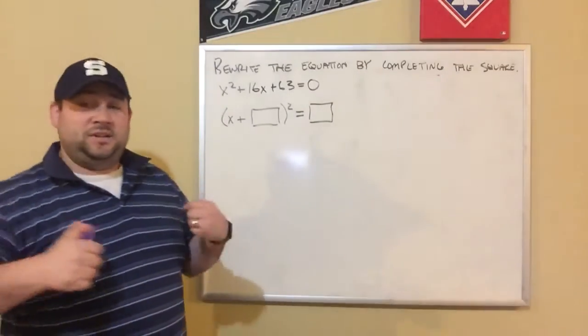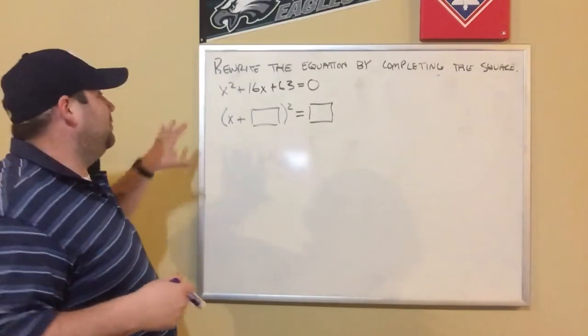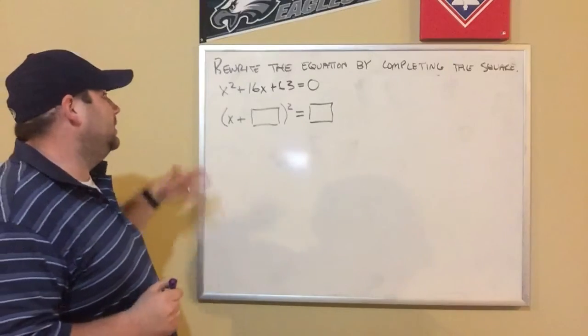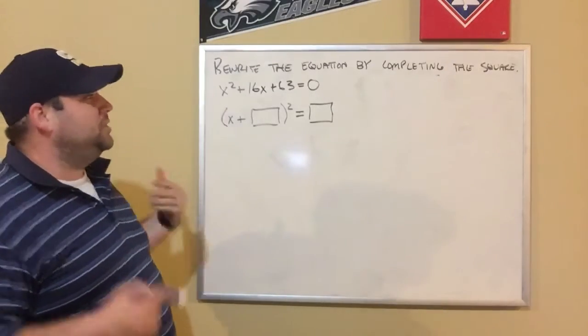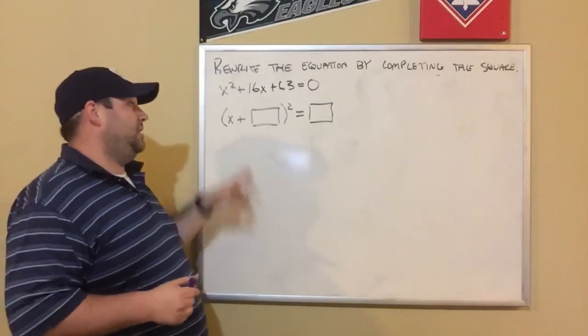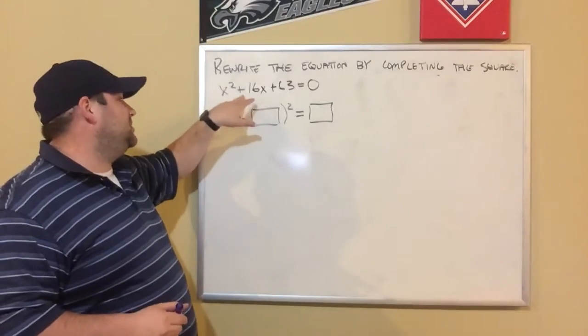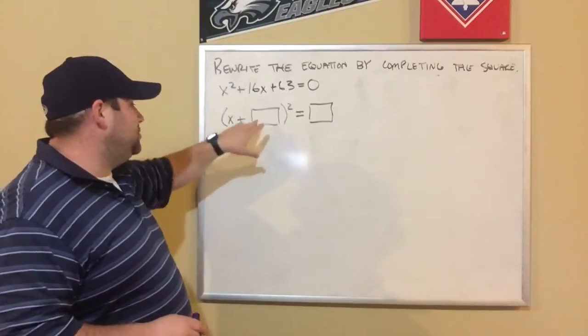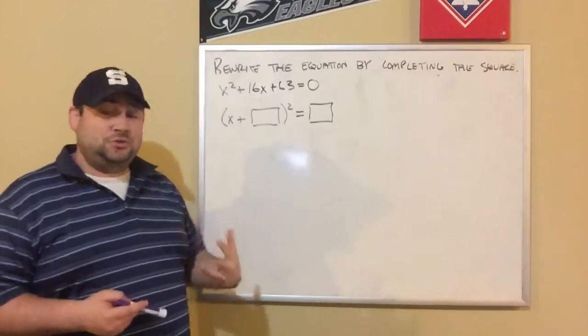All right, Brendan, I'm going to give you a quick example from one of the questions in Khan Academy on completing the square. One of the questions says, rewrite the equation by completing the square. It gives you a quadratic equation. This one is x squared plus 16x plus 63 equals 0. And then it gives you these two blanks that it needs you to fill in.